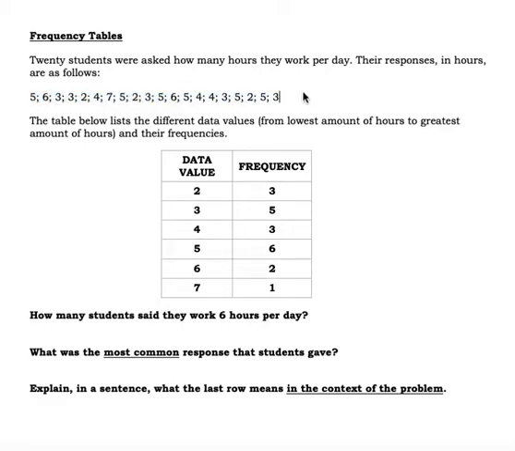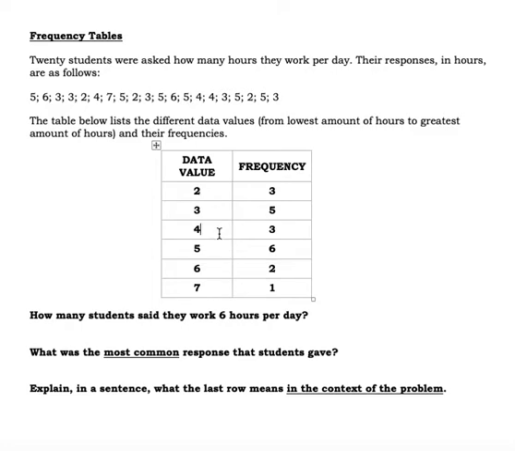The table below lists the different data values from lowest amount of hours to greatest amount of hours and their frequencies. Remember, frequency represents how many times a data value came up or how often. For example, this first data value represents 2 hours because remember, the data values represent how many hours per day every student works. So this row is telling me that 3 students said they work 2 hours per day.